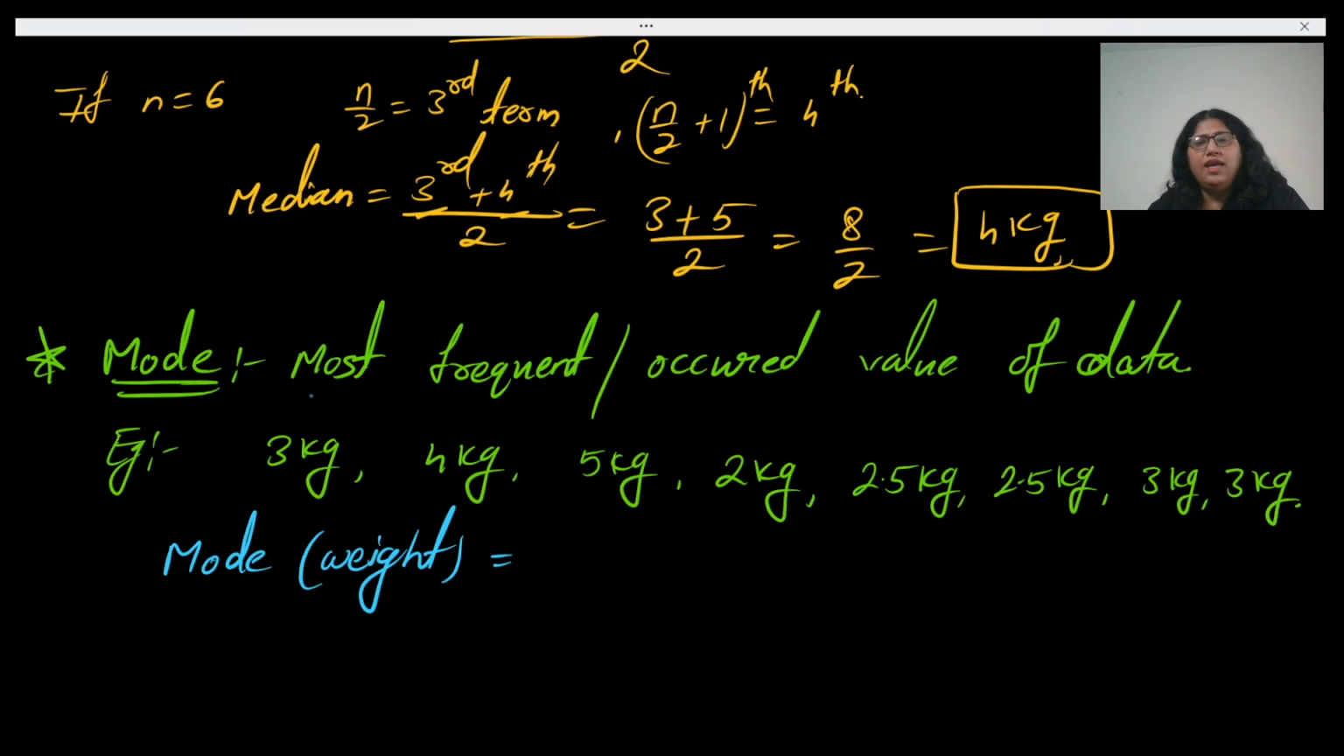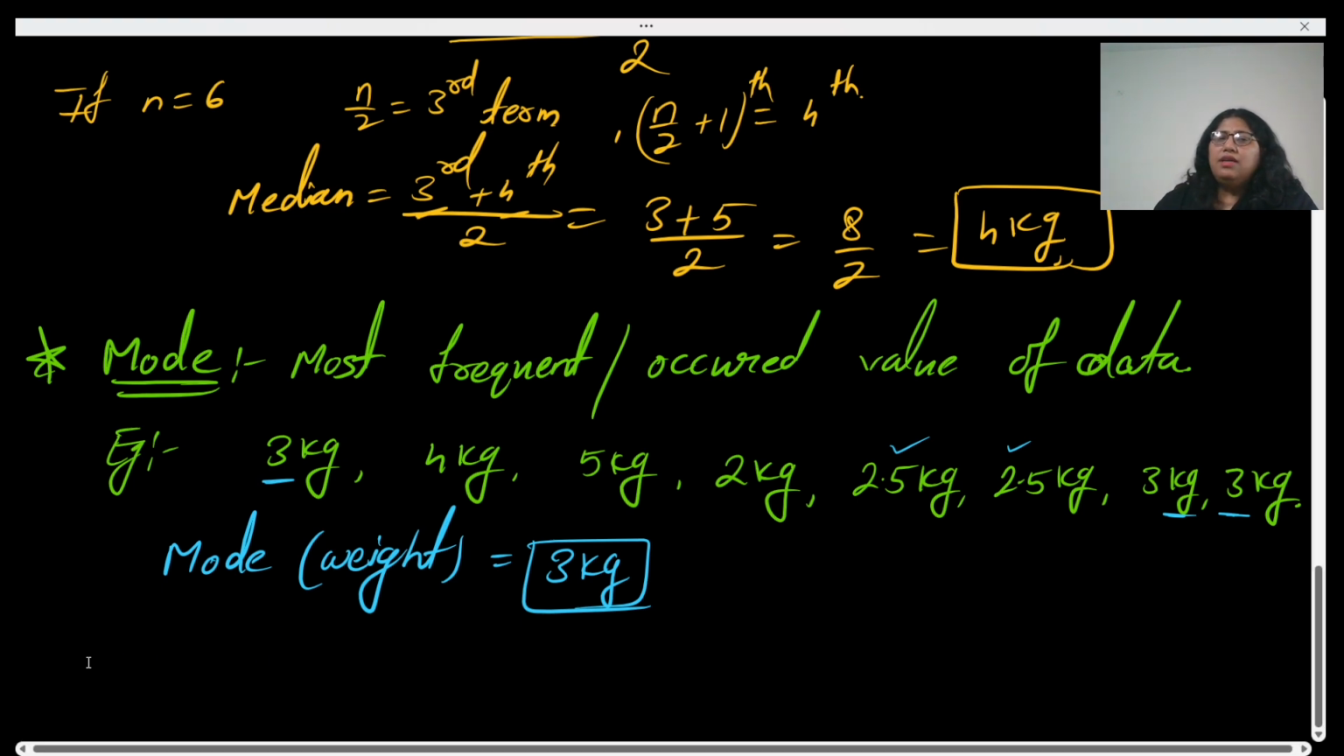So here if I consider the mode, 3 is coming how many times? 1, 2, 3. Whereas 2.5 is coming 2 times, and 2, 5, 4 kgs are coming only 1 time. So we will not consider them. What does mode mean? The most frequent, most occurred value, which is 3 kg. So this is going to be the central value, the central tendency, the central data. So all the weights are approximately 3 kgs.